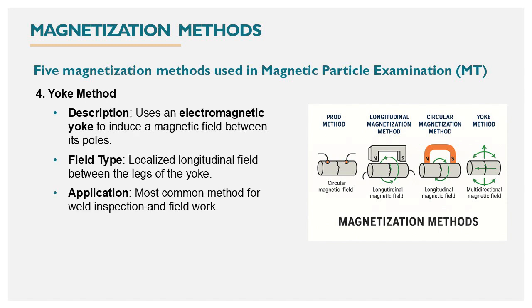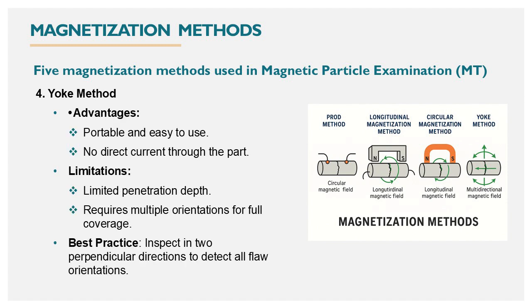Magnetization method number 4 is the yoke method. It uses an electromagnetic yoke to induce a magnetic field between its poles. The field type of this method is a localized longitudinal field between the legs of the yoke. The application of this method is the most common for weld inspection and field work. The advantages of the yoke method are that it is portable and easy to use, and there is no direct current through the part. The limitations are limited penetration depth and the requirement of multiple orientations for full coverage. The best practice of this method is to inspect in 2 perpendicular directions to detect all flaw orientations.